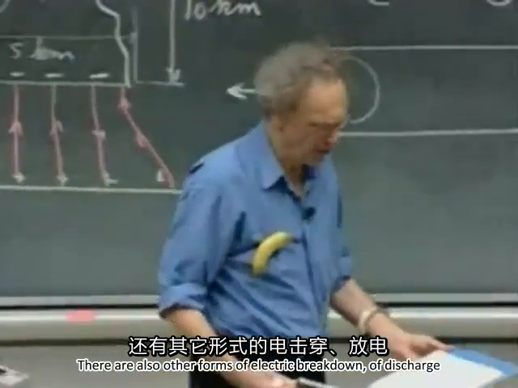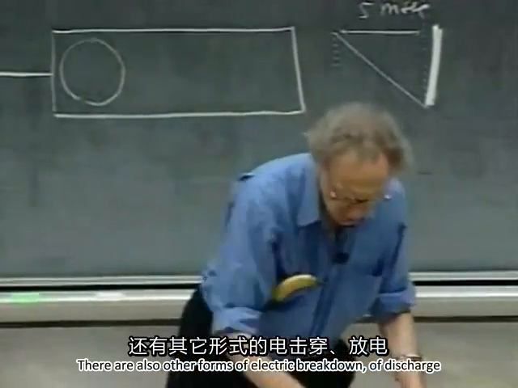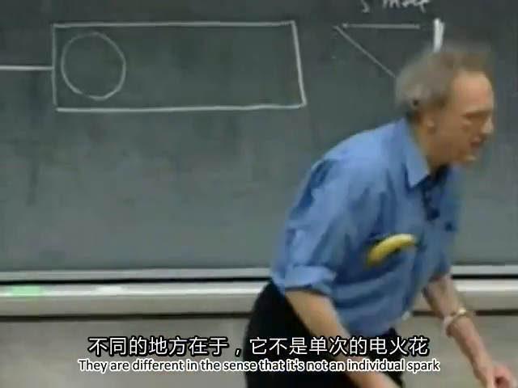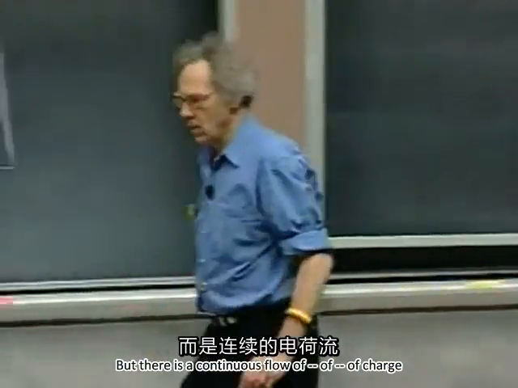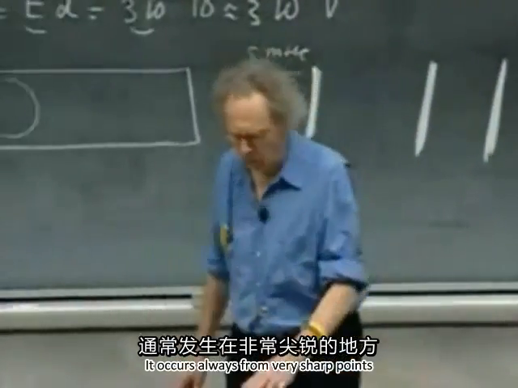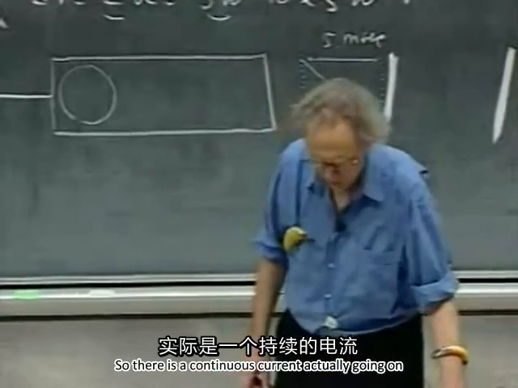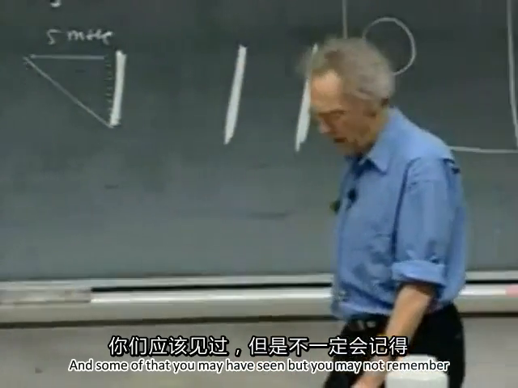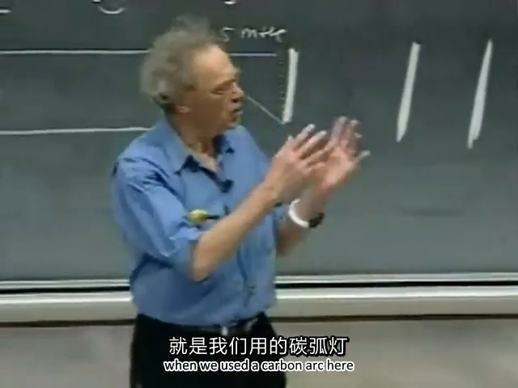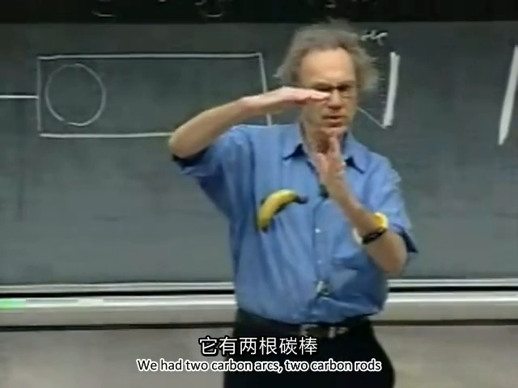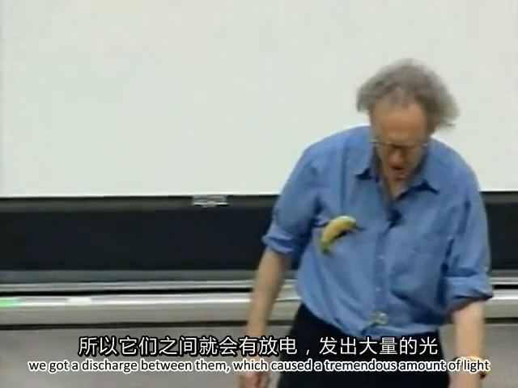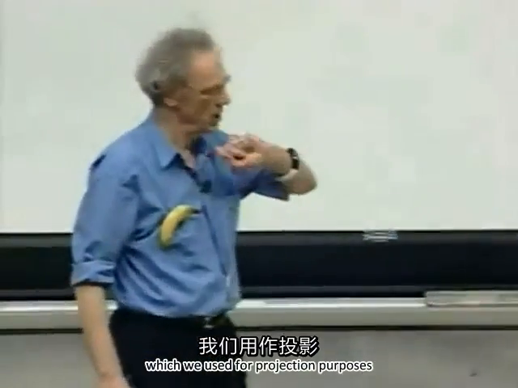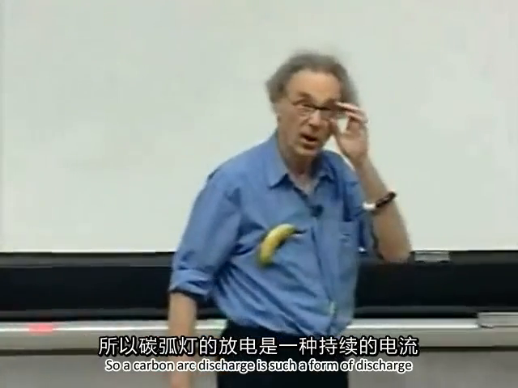There are also other forms of electric breakdown, of discharge. They are different in the sense that it's not an individual spark, but there is a continuous flow of charge. It occurs always from very sharp points, so there is a continuous current actually going on. And some of that you may have seen, but you may not remember. When we used the carbon arc here, we had two carbon rods, and we had a potential difference between them, and we got a discharge between them which caused a tremendous amount of light, which we used for projection purposes. So a carbon arc discharge is such a form of discharge whereby you have a continuous current. It's not just sparks.